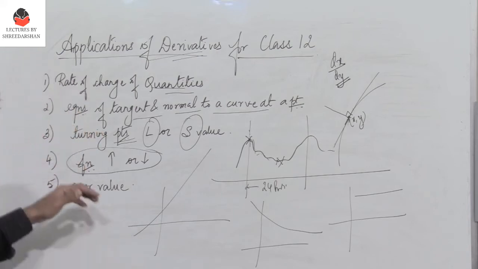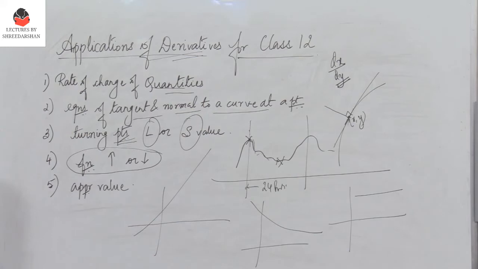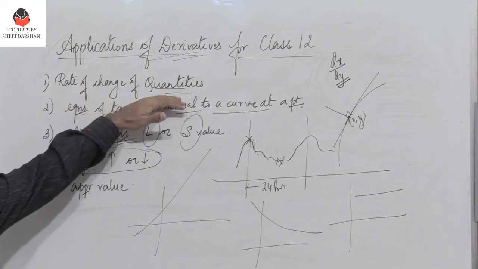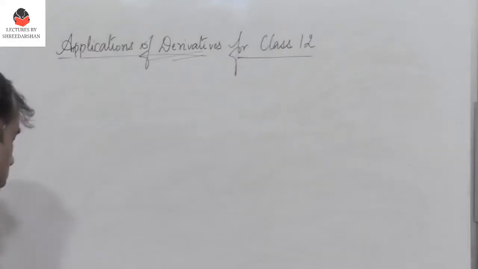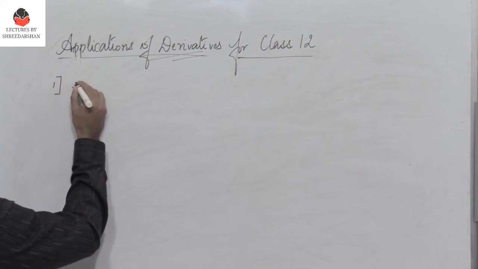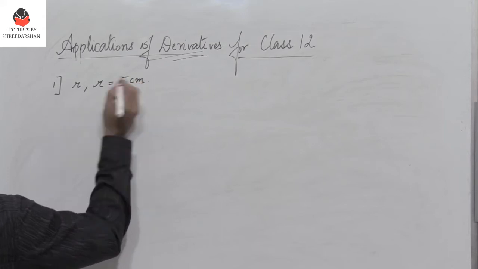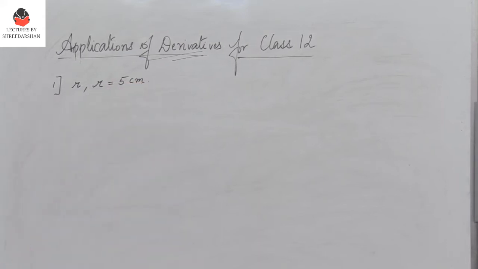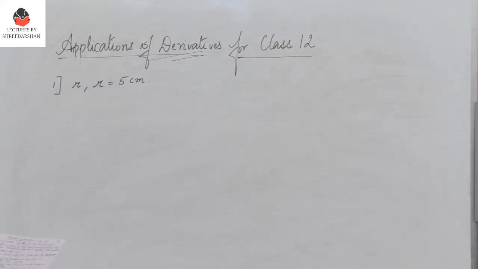So now let's begin with how we can use the principles of derivatives to find the rate of change of quantities. So let's begin with the first example. First example states that find the rate of change of area of a circle with respect to its radius r when r equals 5 centimeters. Now such problems are very simple, right? So first, what is being given in the problem, let us just check.